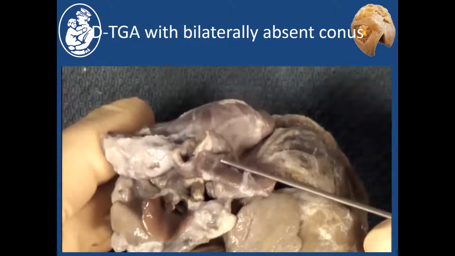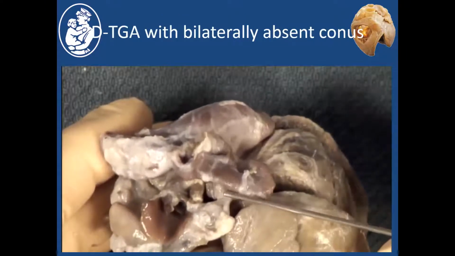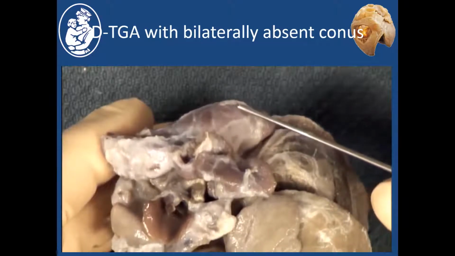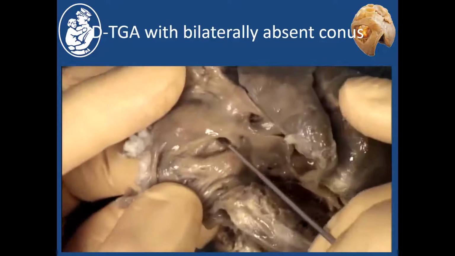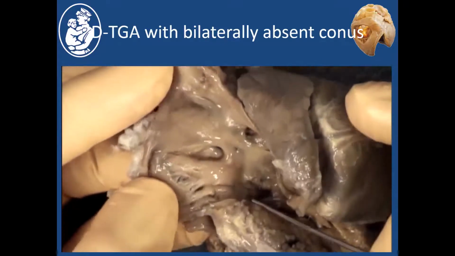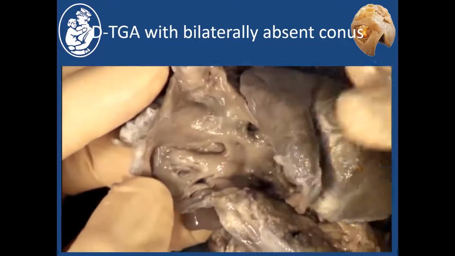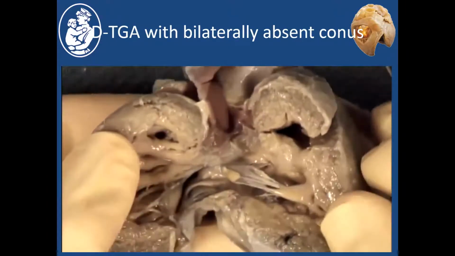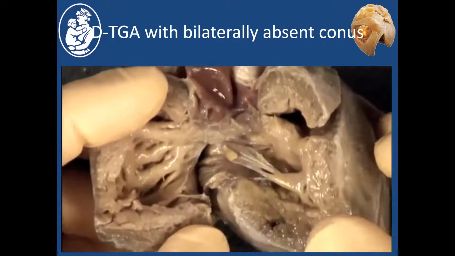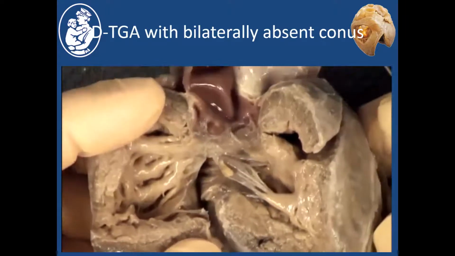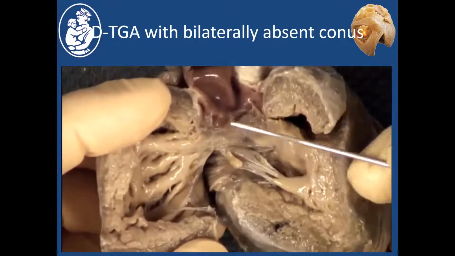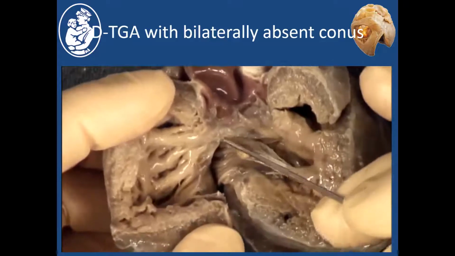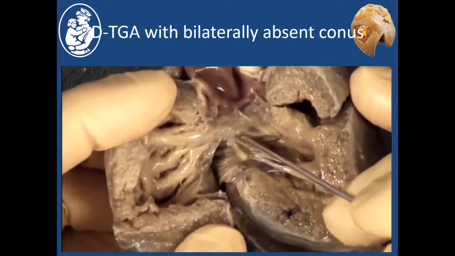This is a patient with bilaterally absent conus. Here's the aorta and the pulmonary artery. These are the atria in the back. So we're looking into the right atrium. That's the foramen ovale, coronary sinus here. And now looking into the right ventricle. You see the aortic valve here. This is one of the leaflets. And here's the anterior leaflet of the tricuspid valve here.